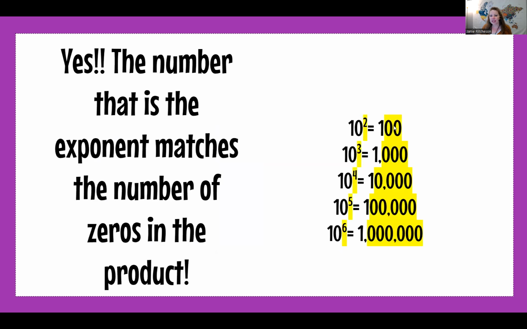Hopefully you do notice that the number of zeros in the answer is the same as the exponent. So 10 to the third power, the answer has 3 zeros. 10 to the sixth power, the answer has 6 zeros. And every time we're talking about raising 10 to a power, that pattern will always be true. So what would 10 to the 10th power have? How many zeros would that number have? It'd have 10 zeros. That would be a huge number.